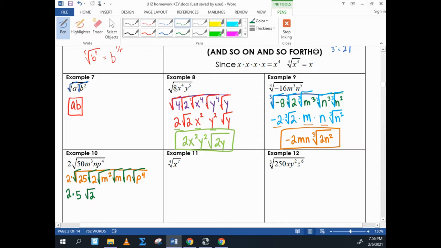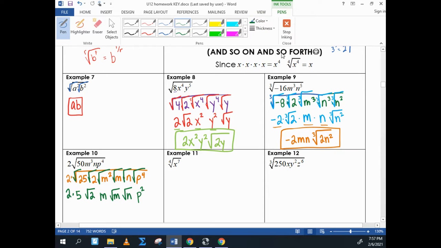Square root of m squared. Remember, when we take the square root of a square, it just goes to m, or you could do power over root, 2 divided by 2. The square root of m, that one's going to have to stay in the square root, as is n, because they don't have powers divisible by 2. But this one, the square root of p to the fourth, turns into p to the second right there.